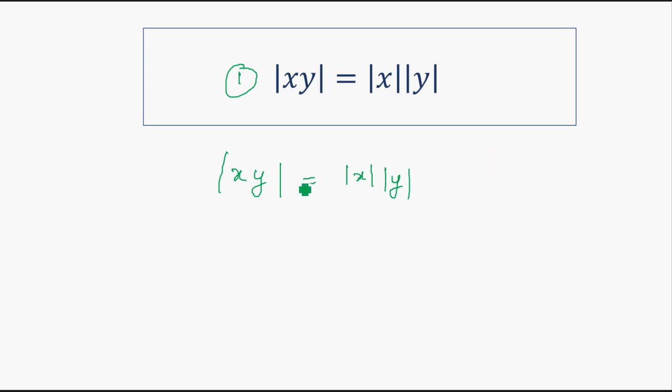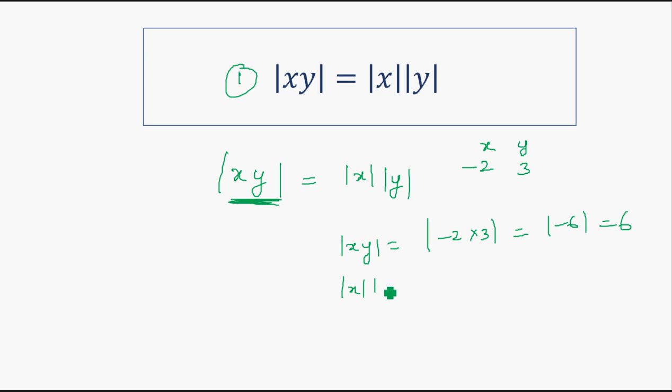As there is nothing but the multiplication, the sign will get diminished. For example, you have x as minus 2 and y as 3. So what will this be? Minus 2 into 3 is equal to mod of minus 6, right? So this is 6. So mod of xy is equal to this much.